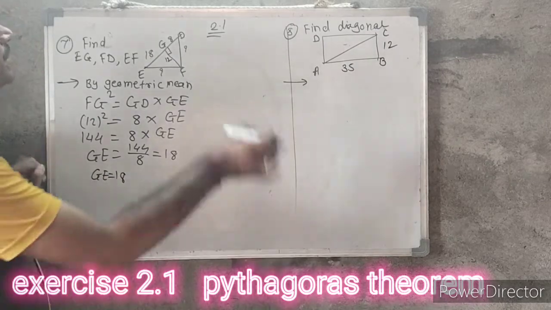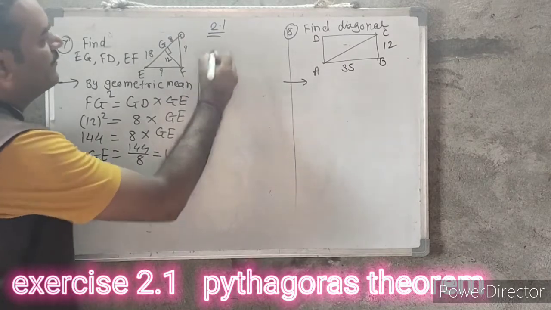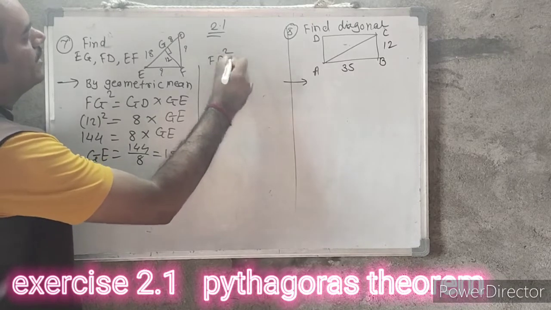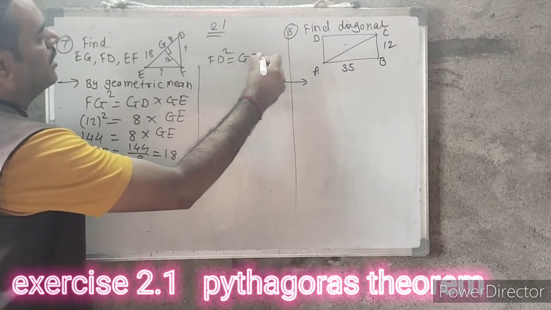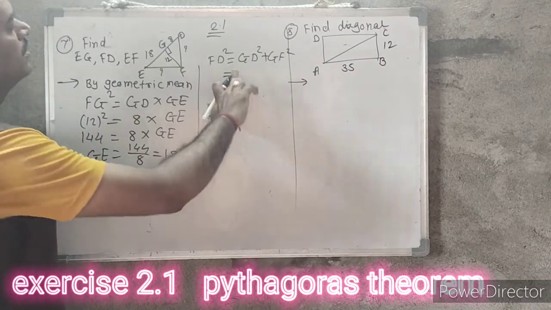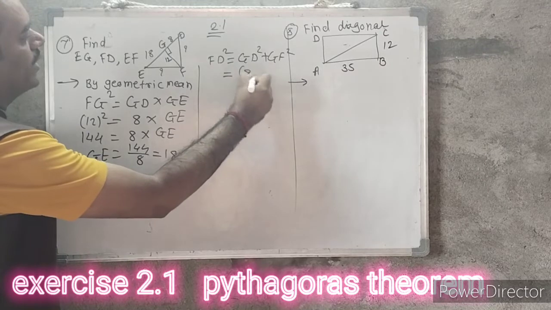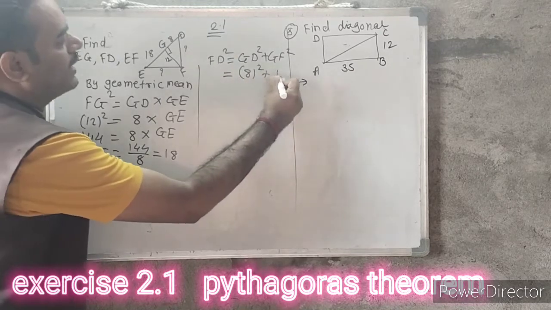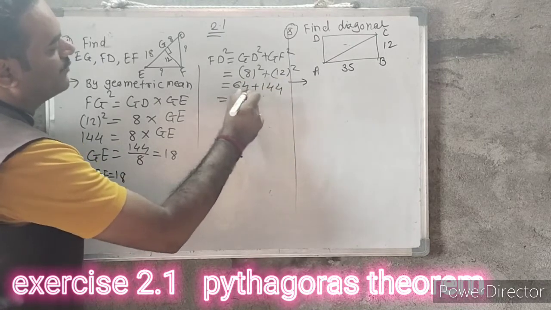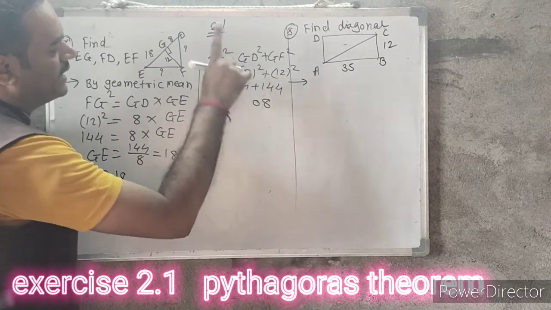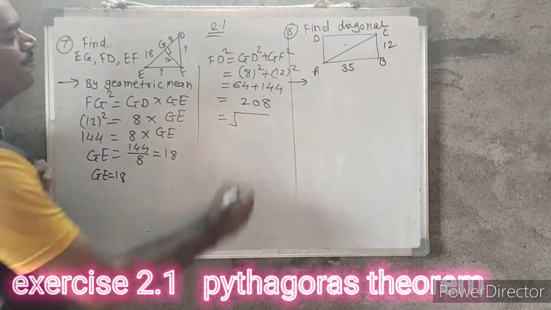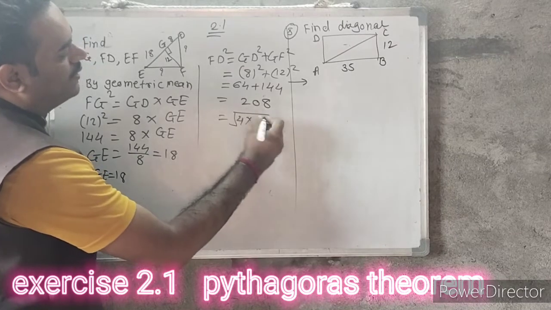Now next one, you have to find FD. How to find FD? That FD is the hypotenuse of the smaller triangle. So FD square is equal to GD square plus GF square. So GD means what? 8 का square plus what is the GF? 12 square. Okay. 8 square 64 and here is 144. Addition: 4 plus 4 is 8, 6 plus 4 is 10, carry 1 plus 1 is 2, 208. So you may write that here 4 into 5 and 2.